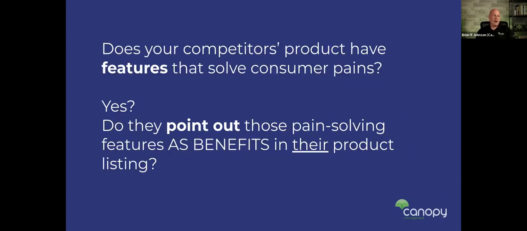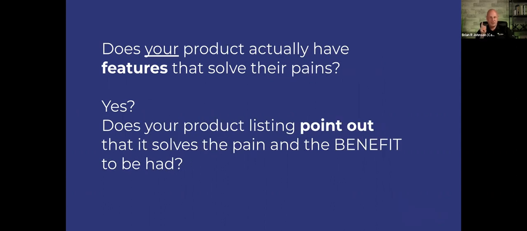So this is kind of redundant to what I was just saying, but do your competitors' products have features that solve consumer pains? If they do, point out those pain-solving features as benefits. In other words, you're looking to see, do they fail miserably at pointing out the benefits that they already have to their target audience, or did they simply copy and paste the specifications and the description they got from some Chinese manufacturer? More importantly, what does yours do? Are you making the same mistake, or is there an opportunity for you to exploit that and put that into your product listing? Enhance your product listings.